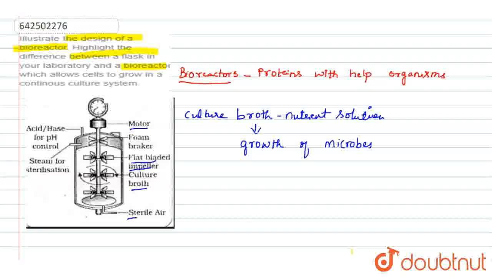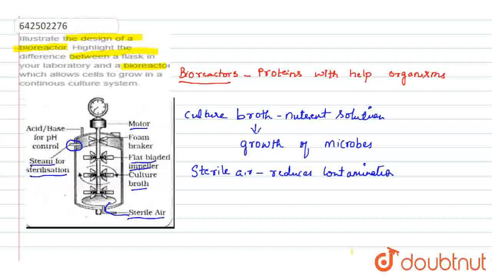Below you can see there is sterile air. This sterile air is passed through this inlet for air circulation during the process. The sterile air reduces contamination during the process. And then we have steam for the sterilization. Whenever required, before or after using, there is an inlet pipe here through which we can pass the steam to sterilize the whole system.